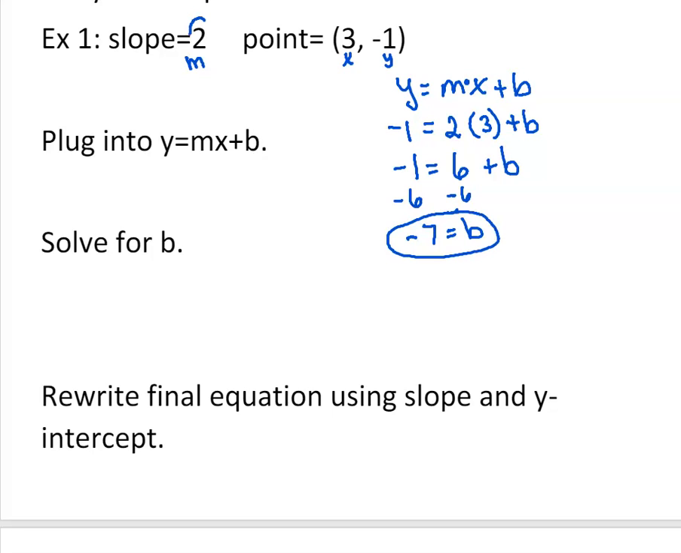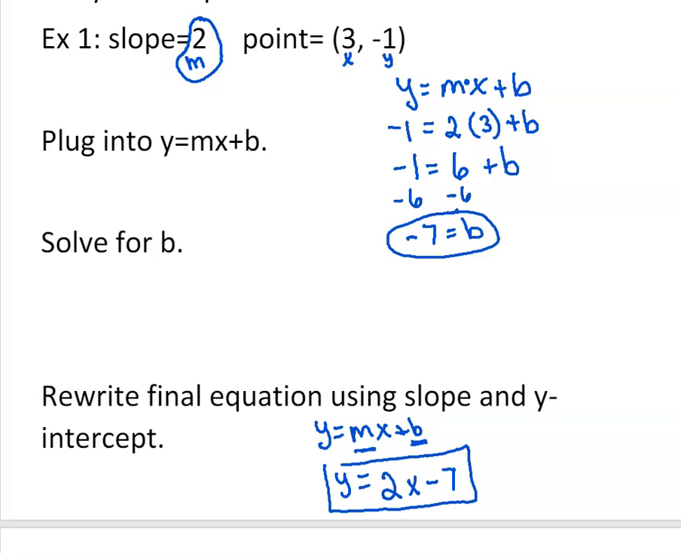So we just found our b value. So what we're going to do is take the b value we just found and the m that we were given at the very beginning, and we're going to write an equation. So we've got y equals mx plus b. I'm going to take the m out and put in the slope they told me at the beginning, which was 2. I'm going to take the b out and put in my y-intercept, which was the b that I found, which was -7. And that is my final answer. I want an equation.